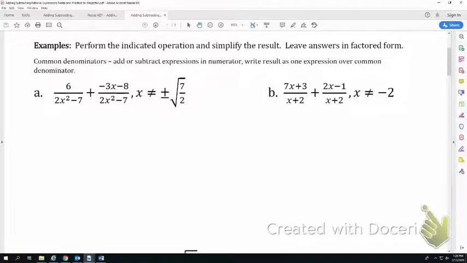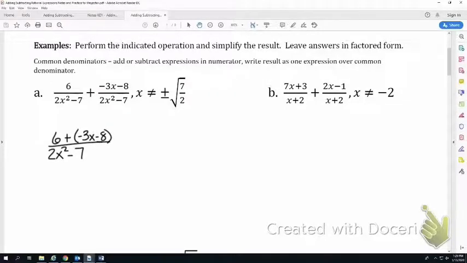So, on A, both denominators are the same. So I know that the denominator in my answer needs to be 2x squared minus 7. Okay. So I've got my denominator. So I'm going to take the first numerator. This is an addition problem. And I'm adding negative 3x minus 8. Okay, go ahead and write the parentheses in there.